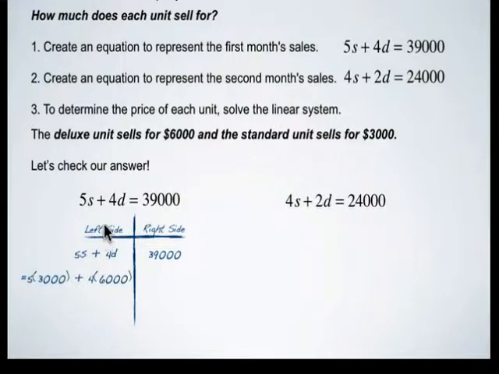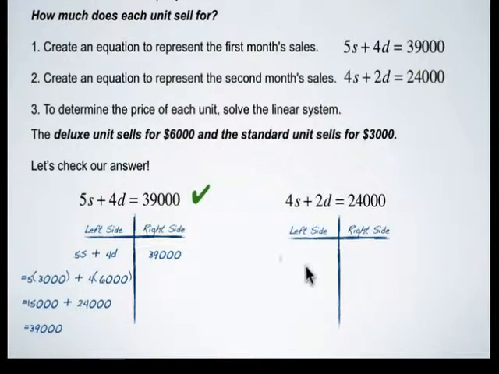We're going to substitute in for S. Remember, the standard unit is 3,000 and the deluxe unit sells for 6,000. So 5 times 3,000 plus 4 times 6,000 is equal to 15,000 plus 24,000, which is $39,000. So the left side and the right side are equal, so the first one checks out.